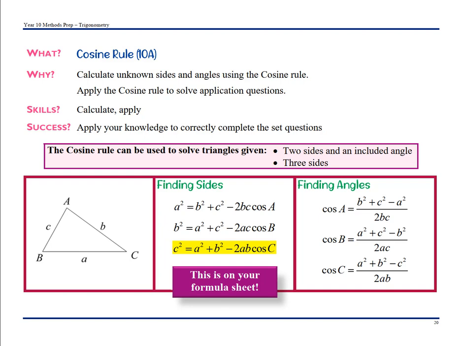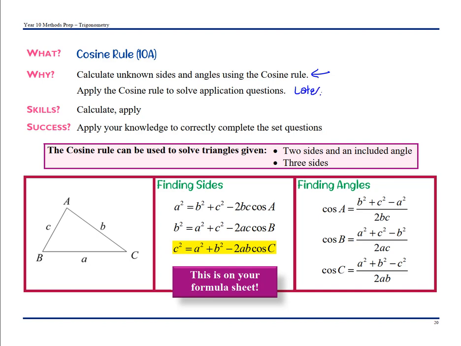This video is looking at the cosine rule. So we want to calculate unknown sides and angles using the cosine rule, and we're going to apply it to solve application questions. But in this video, we're only going to focus on that first one, and to apply the cosine rule to solve application questions, we'll do that later.